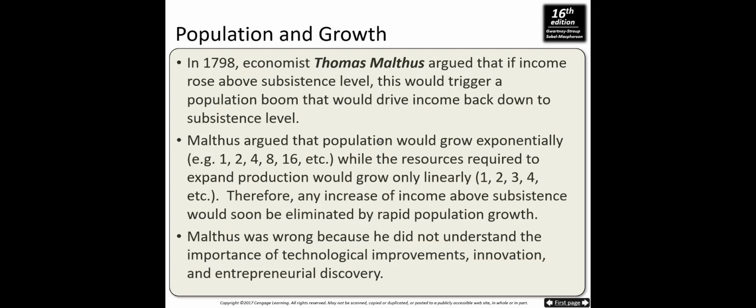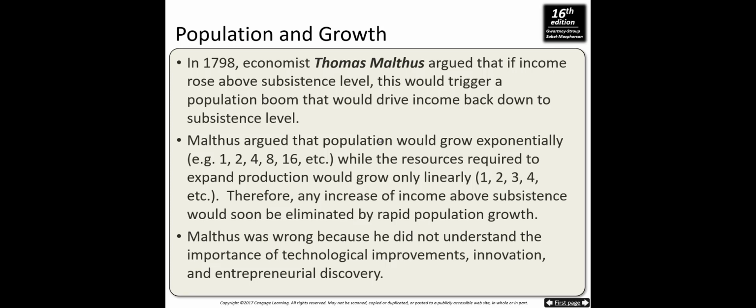In 1798, economist Thomas Malthus argued that if income rose above subsistence level, this would trigger a population boom that would drive income back down to subsistence level. So according to him, population grows exponentially, 1, 2, 4, 8, and 16, while the resources expand, production would grow only linearly, 1, 2, 3, 4, etc. Therefore, any increase in income above subsistence would soon be eliminated by rapid population growth.